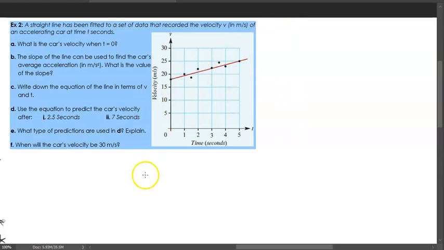So a straight line has been fitted to a set of data that recorded the velocity in meters per second of an accelerating car at time t seconds. Okay, what does this mean? This velocity is just another fancy word for speed, okay? The speed of a car. And if the speed of a car increases, the time it takes will also increase as well. It's proportionally in tune with each other, roughly anyways. And that's what these little dot points mean here.